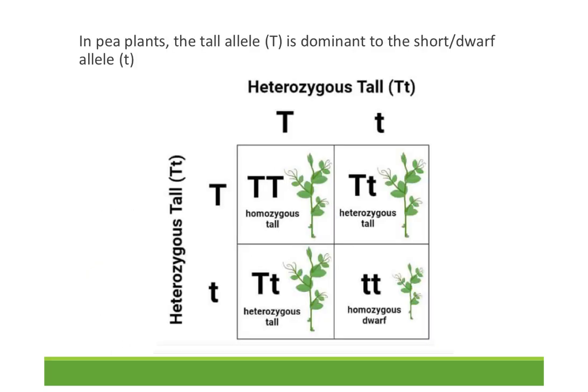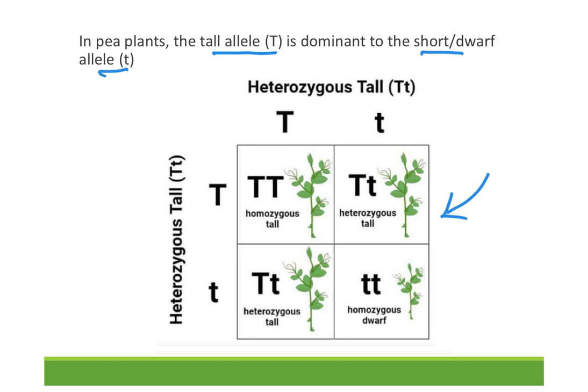So to just look at an example, this is a Punnett square, which we're going to have a separate video talking about how you use these, and it helps you determine what potential offspring genotypes are. But in pea plants, the tall allele, which we're going to indicate with a capital T, is dominant to the short or dwarf allele, which is a lowercase t.